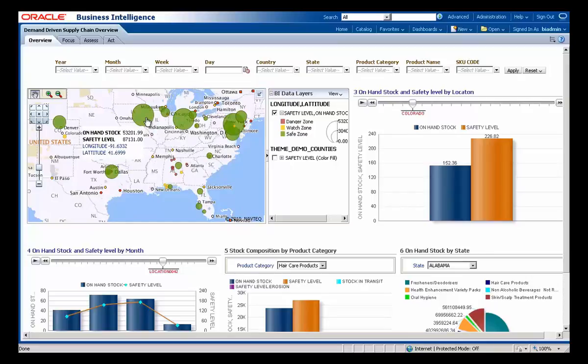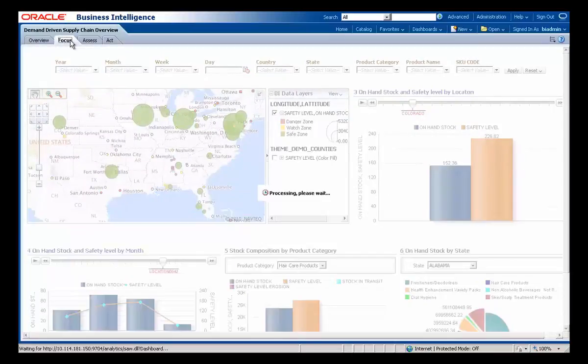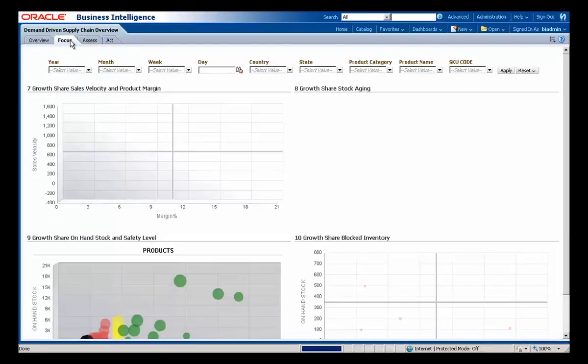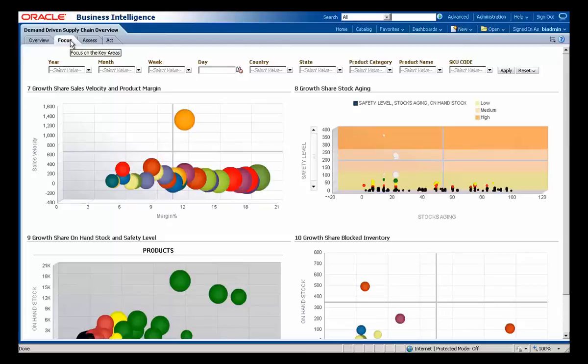Let's move to the next level of analysis. We do that by moving to the Focus tab of the dashboard. In this tab, we are primarily going to focus on products which contribute heavily towards the bottom line of the organization. The next chart provides the famous BCG growth share metrics for stocks aging against the safety levels. Stocks aging is a key KPI which provides in detail for how long a product has been lying in the warehouse, while safety level is the buffer stock which can be used to manage demand fluctuations.